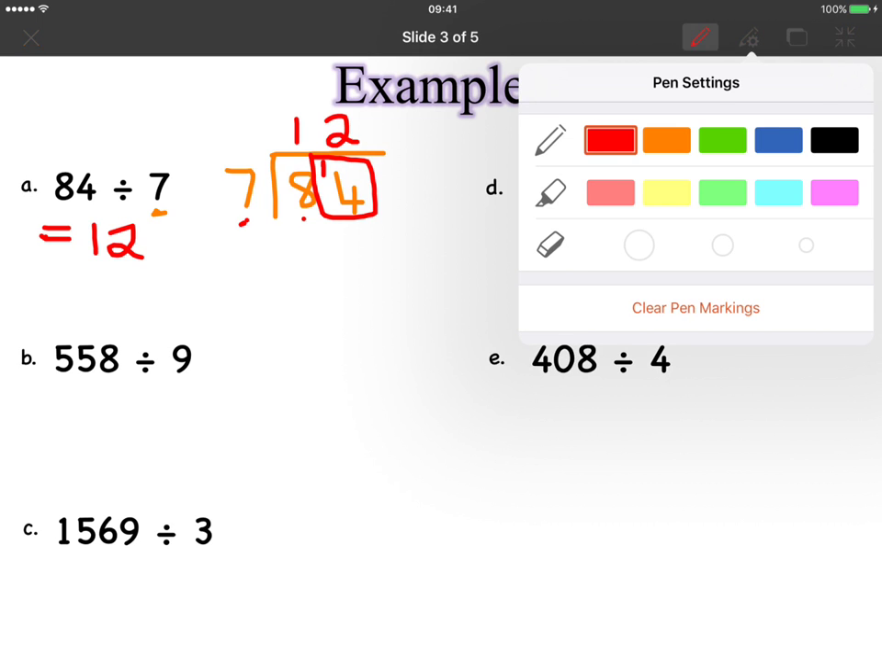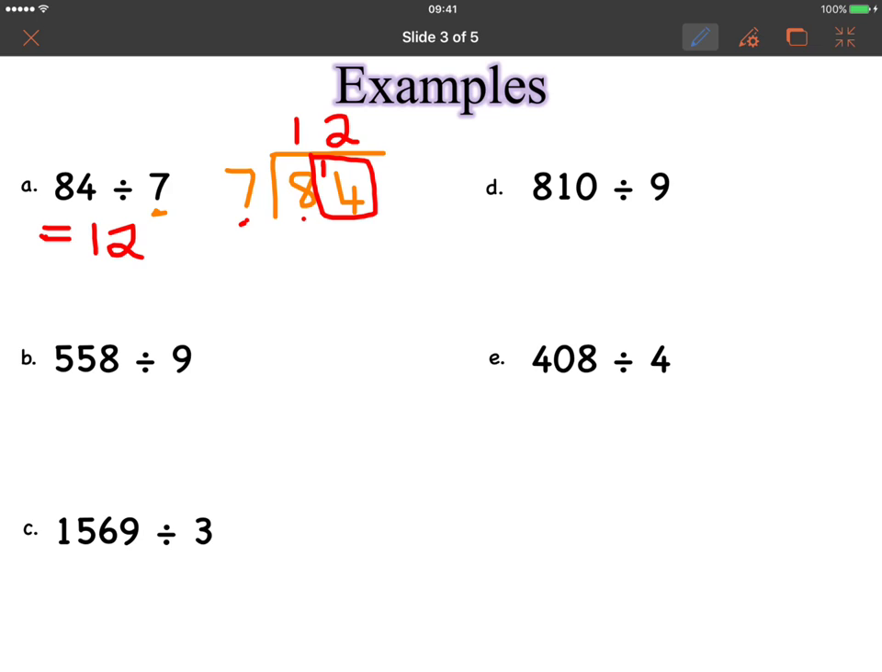Let's look at another example. And this time I have to divide by 9. And 9 goes on the outside because I would like to know how many 9s will go into 558. So I'm going to put 558 down. And 9 cannot go into 5, so I just put a placeholder.